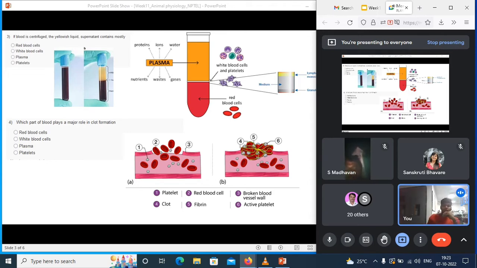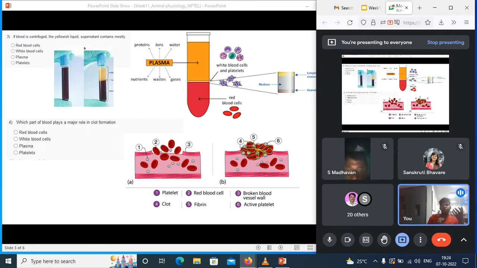Even I didn't remember, because I also left studying these things years back, right? So you need to find it out. And the thing is that the clot formation is basically formed by platelets and protein clotting factors.